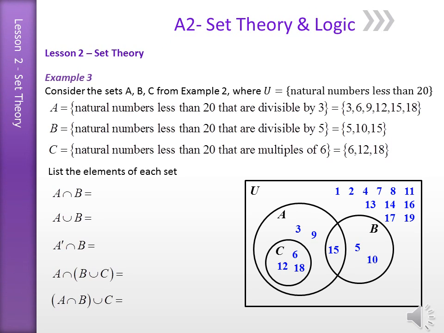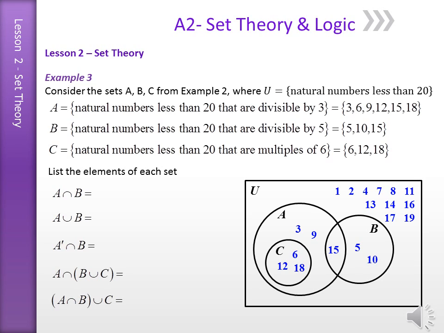Example 3. Consider the sets A, B, and C from the previous example, where the universal set would be the natural numbers less than 20. Recall that A, we're going to talk about the numbers that are divisible by 3. Set B will be the numbers that are divisible by 5. And C are the numbers that are multiples of 6.